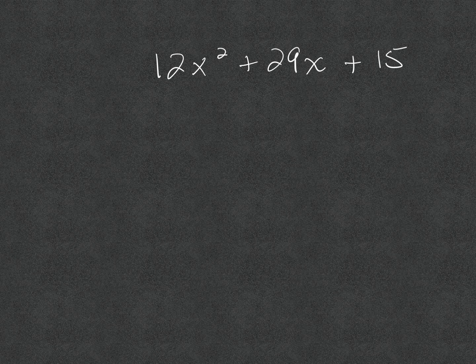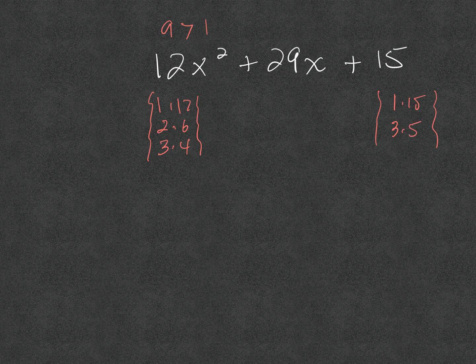So 12x squared plus 29x plus 15, is a greater than 1? Yes, it is. We've got to use this method. Look at the factors of a, look at the factors of c. 1 times 12, 2 times 6, 3 times 4. 15 is 1 times 15 and 3 times 5. Okay, now I'm not going to start with the 1, 12, 1, 15. I'm going to start in the middle here and work my way out this time, okay?